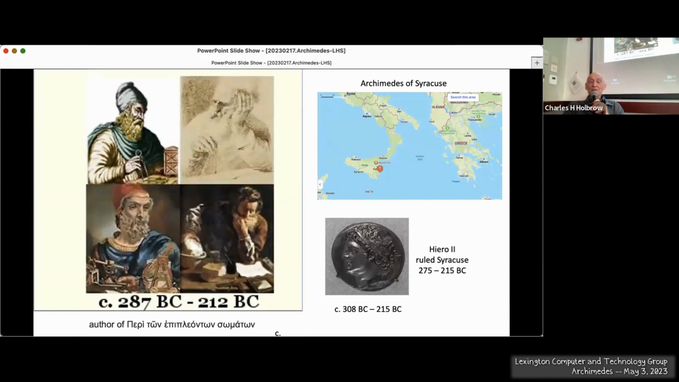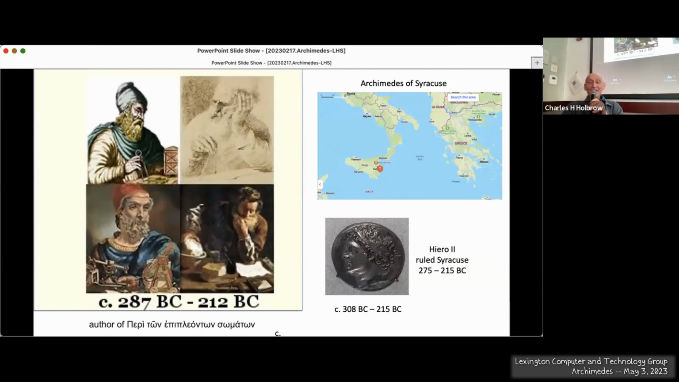He lived in Syracuse, and because I lived in upstate New York all those years, I thought I'd better put in a map to show you that Syracuse is actually in Sicily. But we're a very sophisticated group, and we know this. And he's the author of, and you'll see down here, Peri ton epipleonton somaton, and that is basically a treatise on floating bodies.